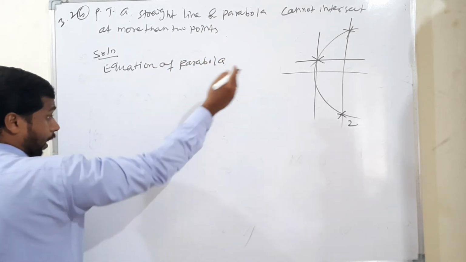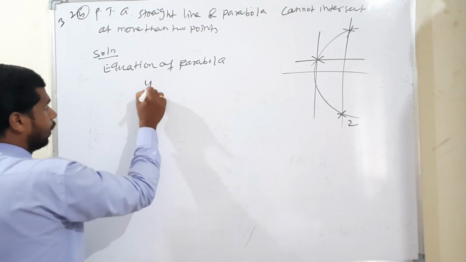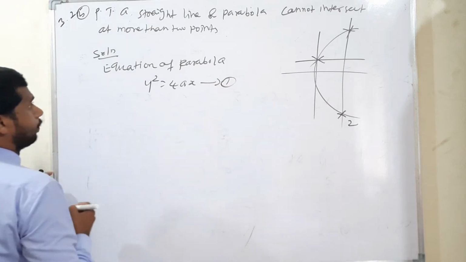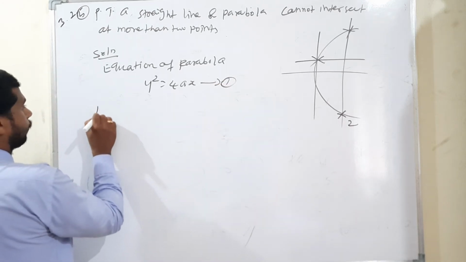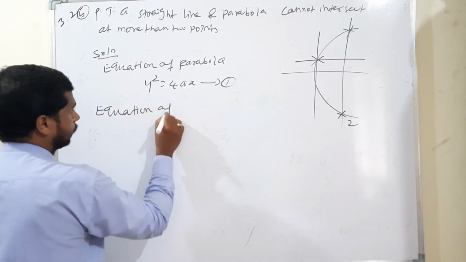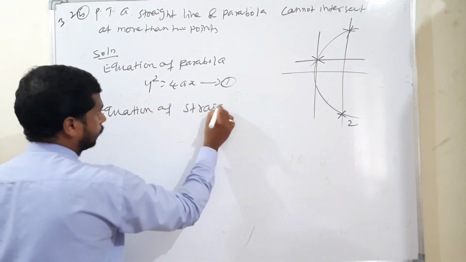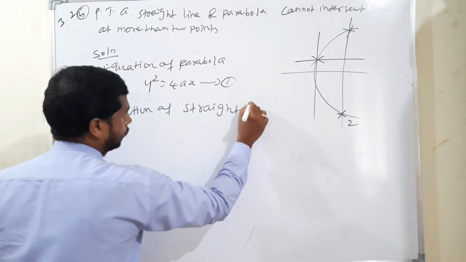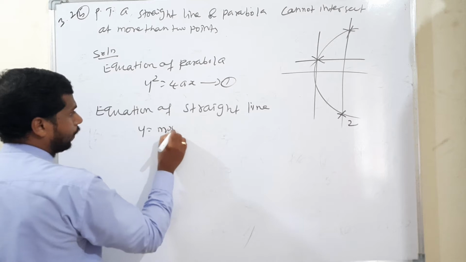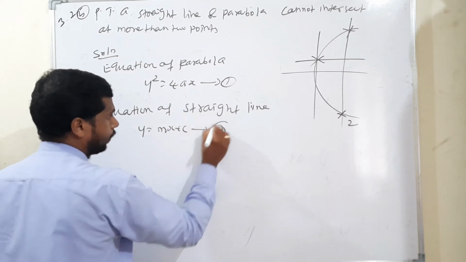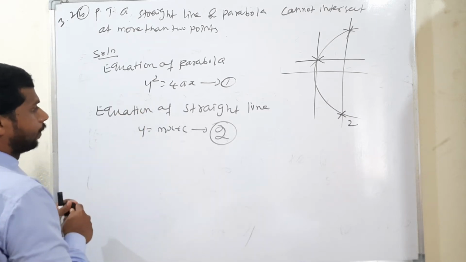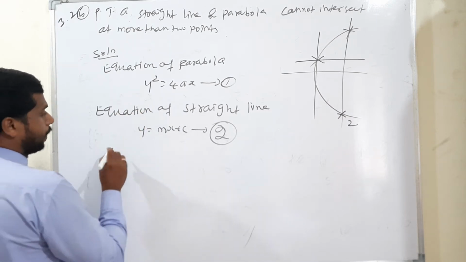Equation of parabola. I have considered the right side, that means y square is equal to 4ax. This is considered as equation number 1. Again, the equation of a straight line, or equation of line, means y is equal to mx plus c. This is considered as equation number 2. So substitute 2 in 1: instead of y, we can apply mx plus c.